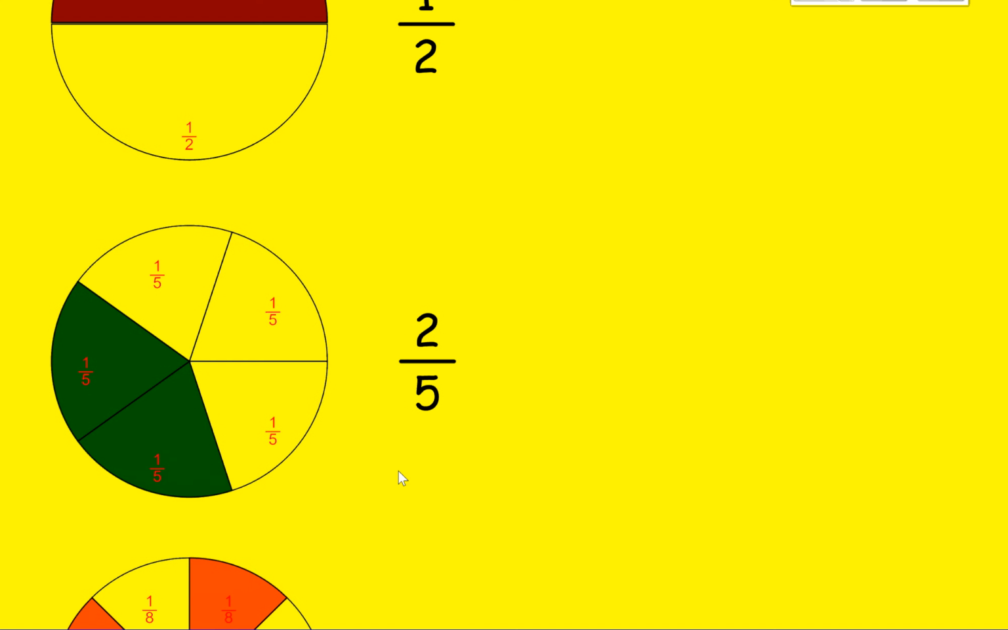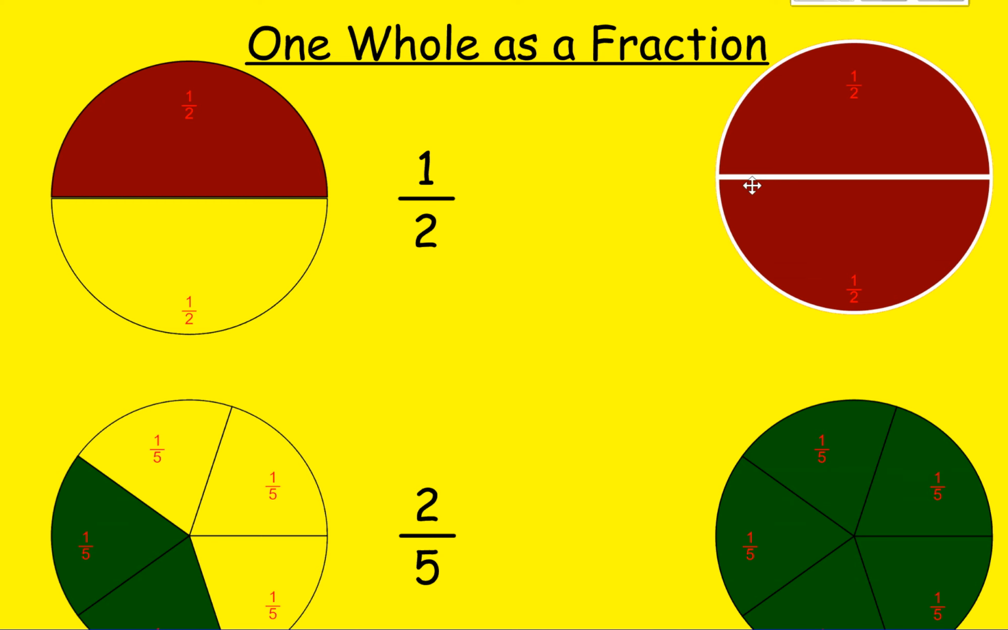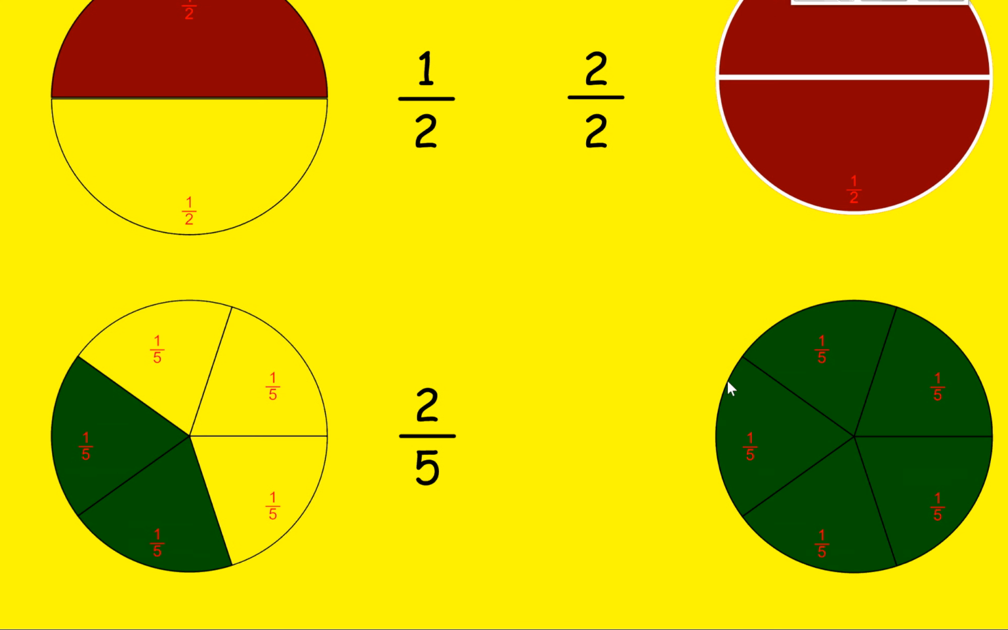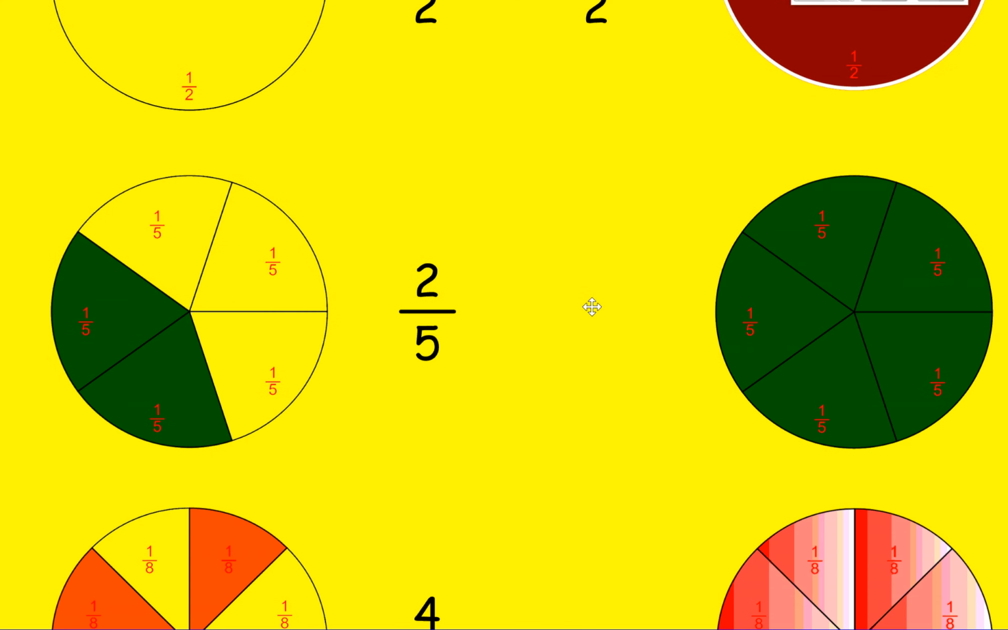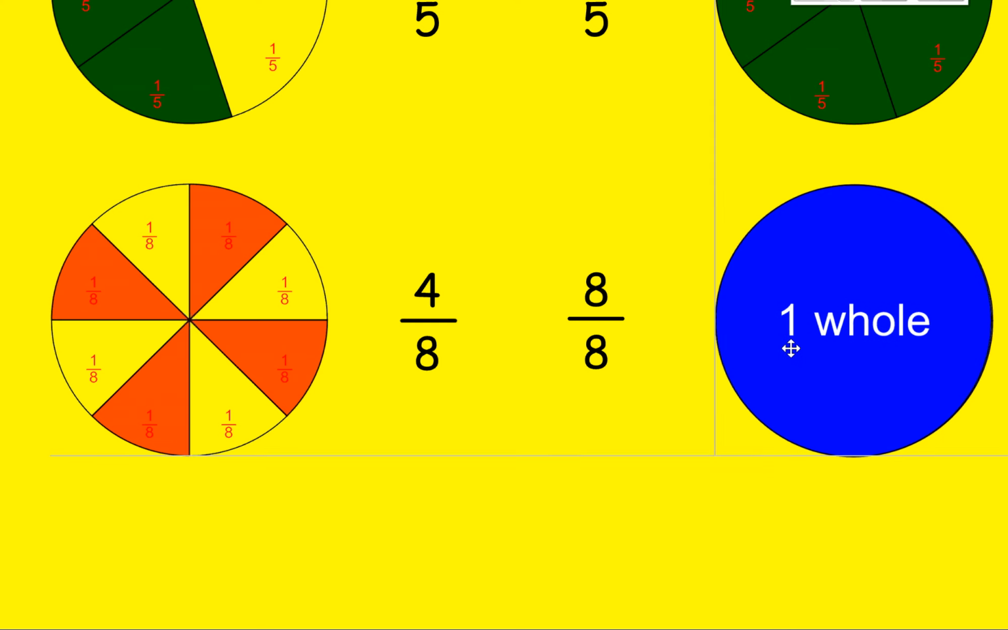But now, what happens when the whole thing is filled in? Like this one here. Well, that would be 2/2. Or this one here, where there's 5 of them, and all 5 are filled in. That would be 5/5. Or how about this bottom one? When 8 of them are filled in, and there's 8 sections, that would be 8/8. Well, look, that's the same as 1 whole.